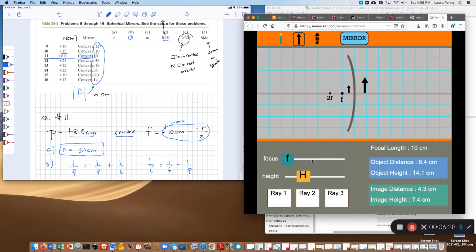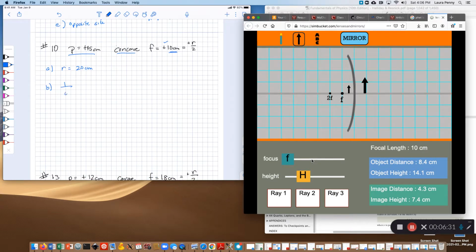For B, now we want to know the image distance, so 1 over I is 1 over F minus 1 over P. So 1 over 10 minus 1 over 15. I'll do that really quickly. So 10 inverse minus 15 inverse. Inverse. That's extremely small. It's 0.03333 per centimeter, but again, I need to do the inverse of that, and I get 30 centimeters.